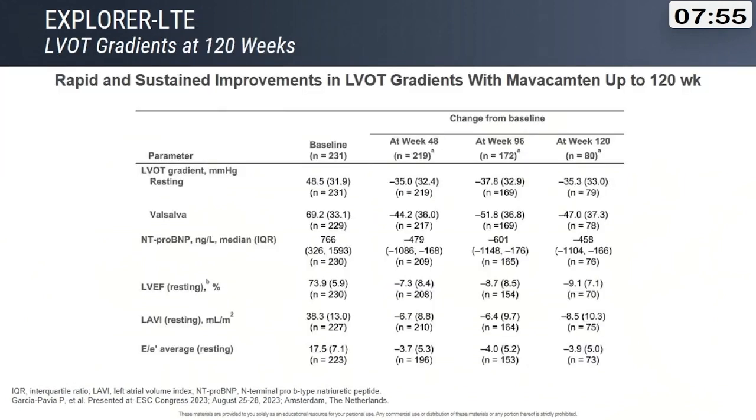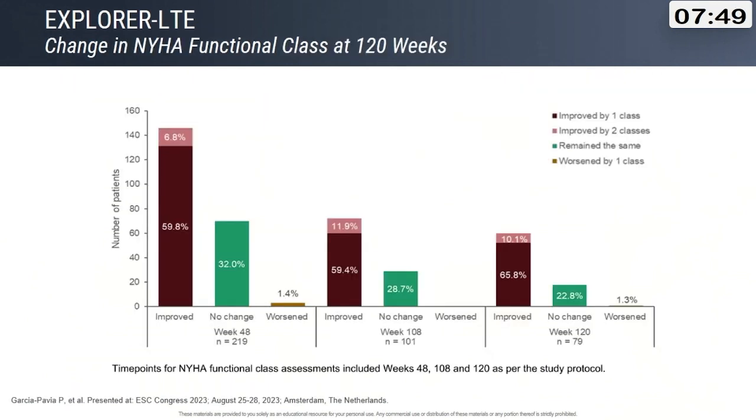In the long-term extension study, those patients were allowed to receive mavacamten for up to 120 weeks and showed sustained improvement. At least two-thirds of the patients continued to have modest symptomatic improvement, and a minority had significant symptomatic improvement as well.